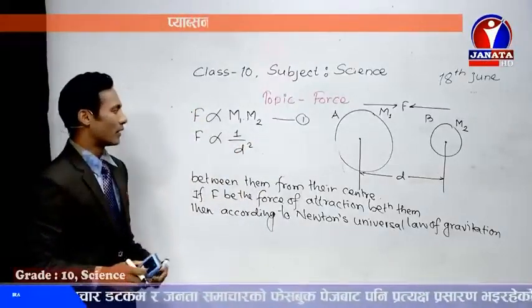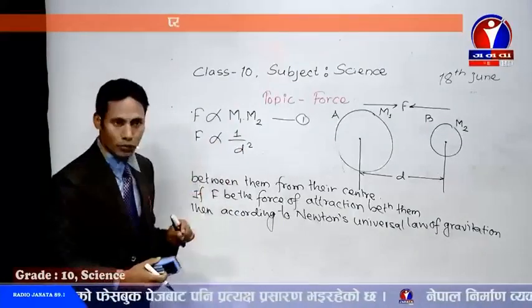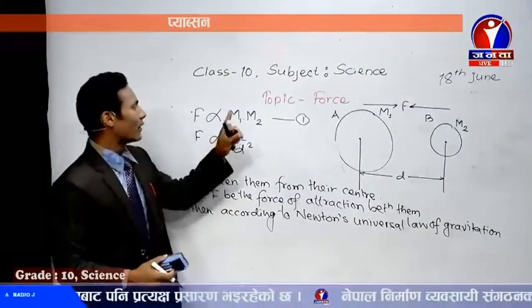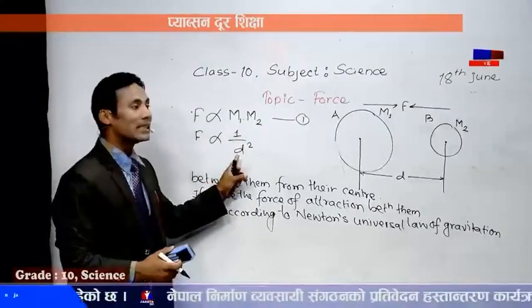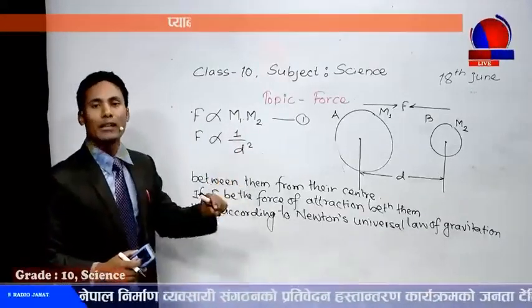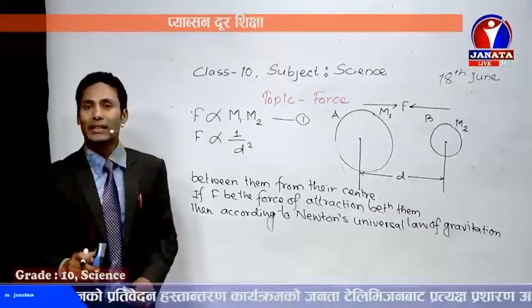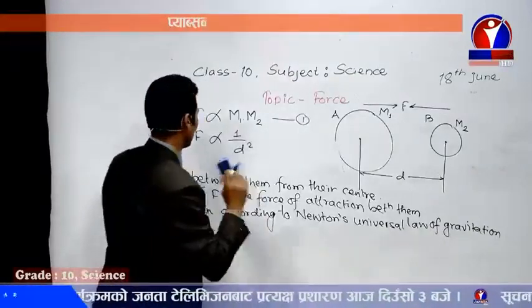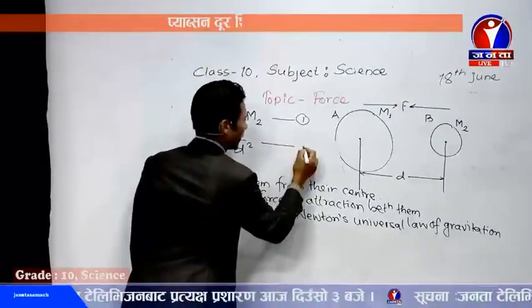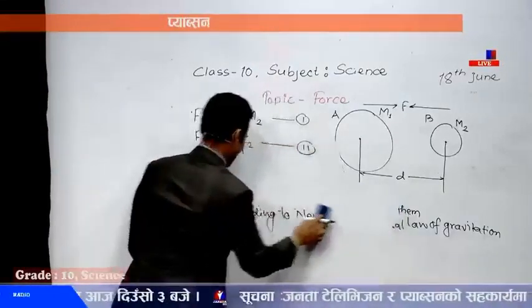Generally we can write this symbol as capital M and small m also, right? Small m1 and small m2 also we can write, and this distance d also we can mention, and somewhere else you can find this small r also, but capital R is used specially for the radius of the earth. So let's think about this also. This is equation 2, right? So let's combine equation 1 and 2.